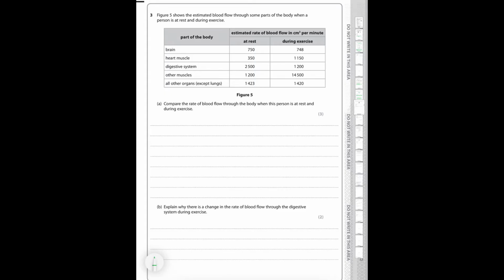So for this question, we would say that the blood flow through the muscles is increased during exercise. We could say that the blood flow through the digestive system decreases during exercise, and that the blood flow through the other organs stays the same.